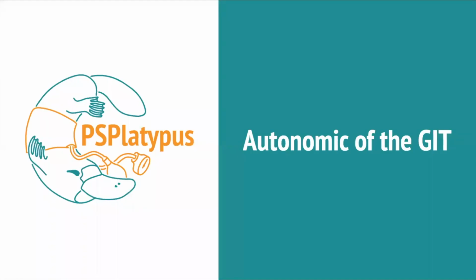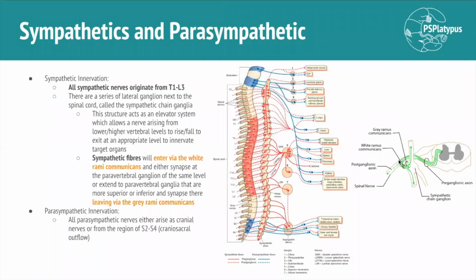Hi guys, today we'll be talking about the autonomics of the GIT system. So, first of all, we'll be talking about the autonomic nervous system, and that is divided into our sympathetic and our parasympathetic systems. A good way to remember is our sympathetic is our fight or flight response, whilst our parasympathetic is our rest and digest system.